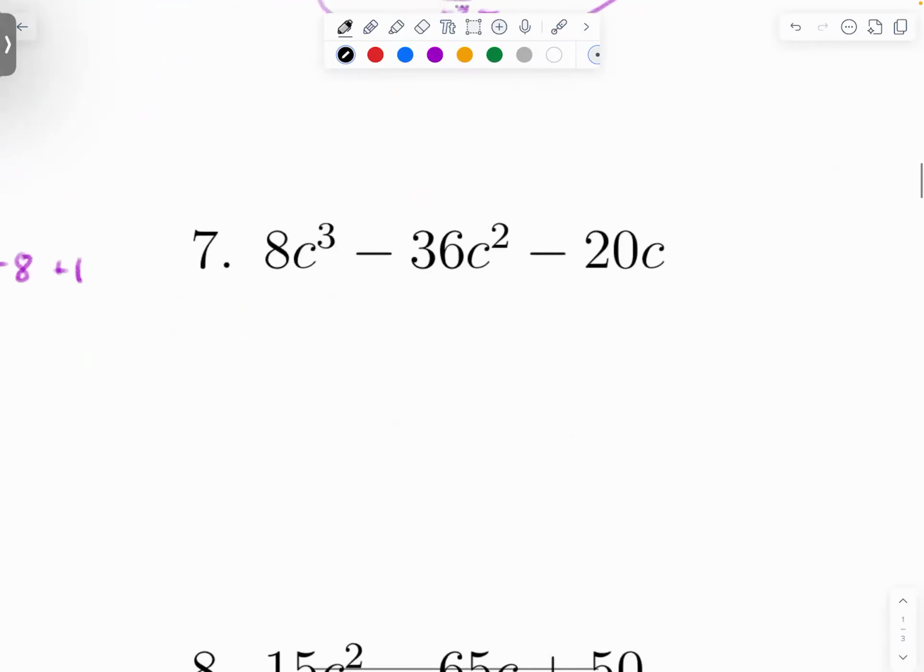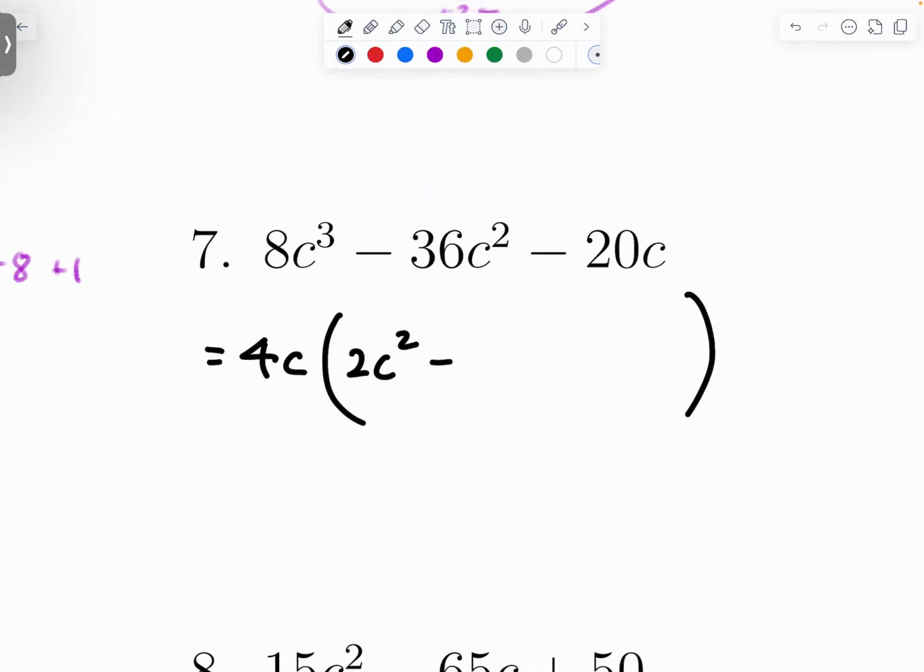Right? Keep going. What do I see? I see multiples of 4 and I see a c right there. So let me go ahead and take the 4c out. 2c squared minus 9c and then minus 5. Okay, all right, so how do we factor the quadratic trinomial?